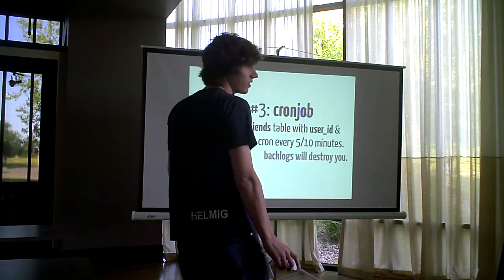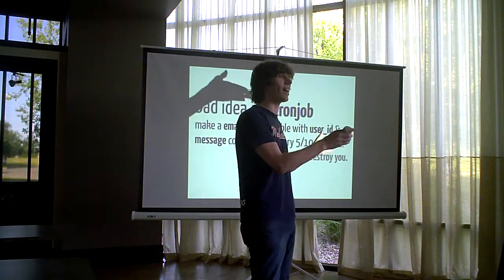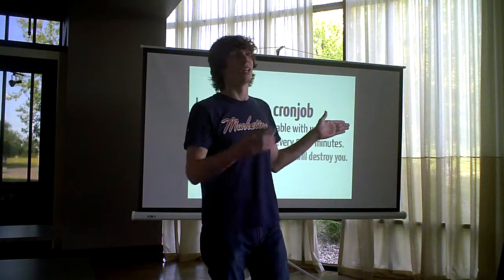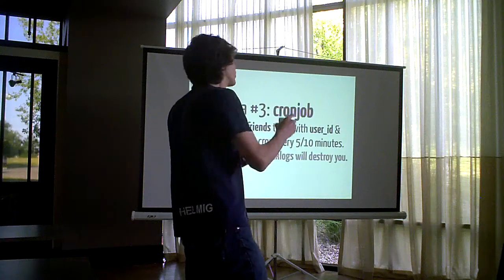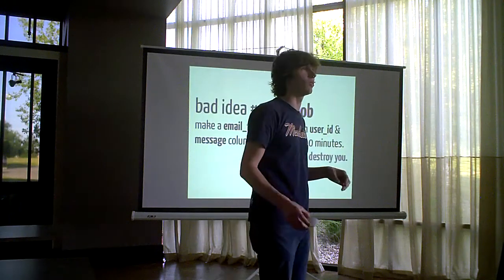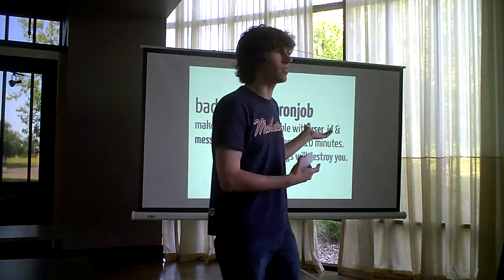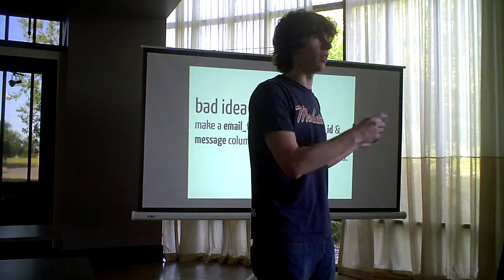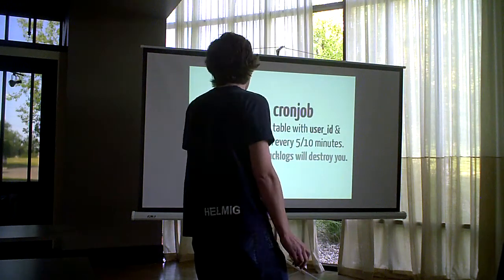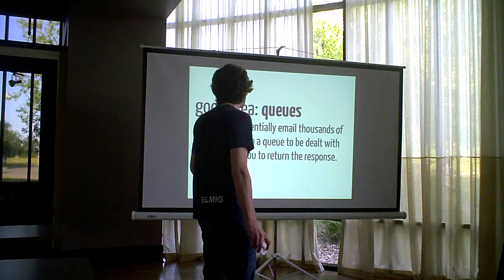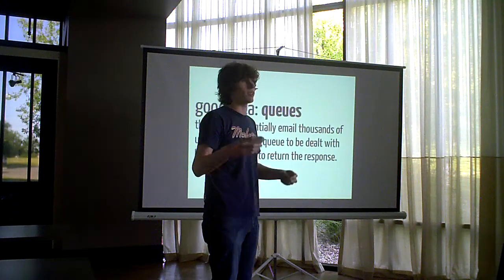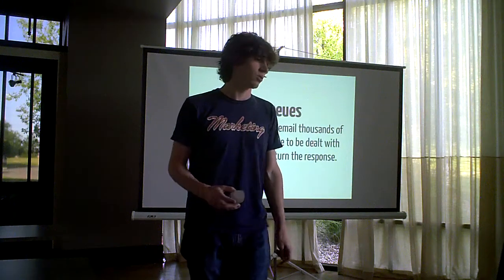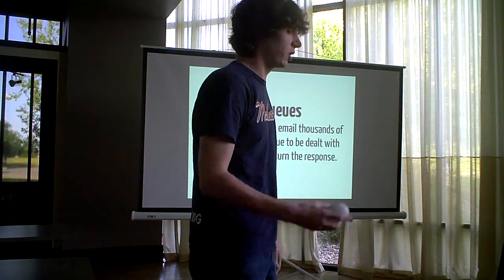Backlogs are going to destroy you in this case, because as soon as you get more tasks than you can handle in that interval, it's going to start stacking up, right? And then you say, okay, well, I'll do it less often, and pretty soon you can't do any, because this is not parallel, it's serial, one after another. So that's bad. So the solution is queues. Big surprise, right? You take that task that potentially emails thousands of users, and you put it in a queue to be dealt with later.